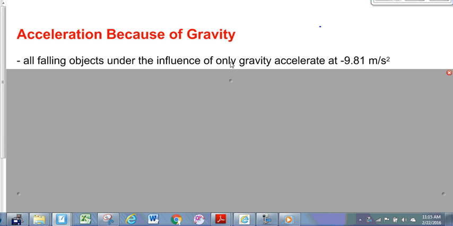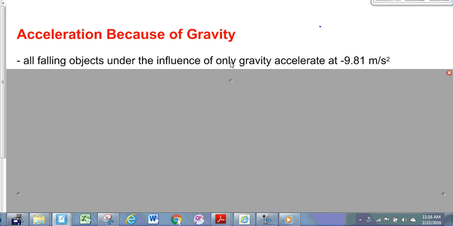Yeah, not because it's traveling downward per se, because it is possible to have an acceleration when you're moving downwards that's positive. It's moving downwards and speeding up in the downward direction. It's accelerating in the downward direction.